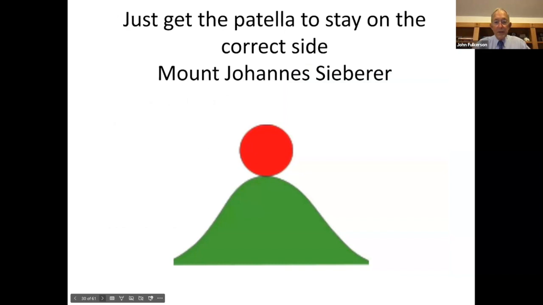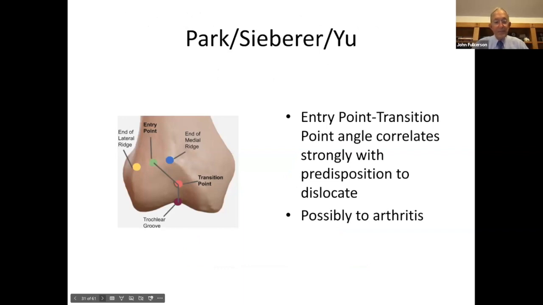Basically, we want to get the patella to stay on the correct side of what we call Mount Johannes Sieber. He's the one who talked about this concept. It's a very simple engineering concept. We need to get the bobsled to stay in the track. And sometimes we need to advance the bobsled a little bit to get a little closer to the deeper part of that track to make sure it stays in the track and it doesn't go flying off the side of the track. Next slide. Very simple concept.